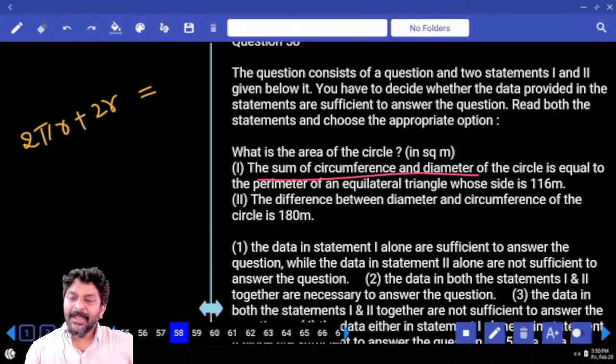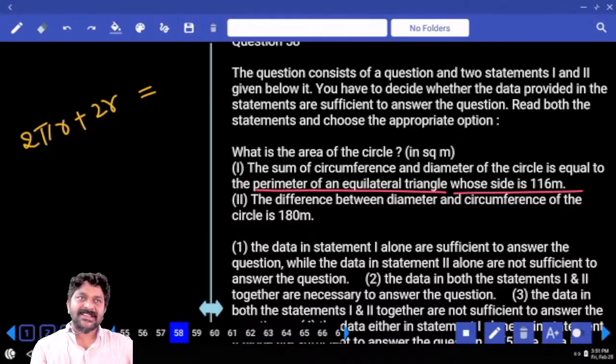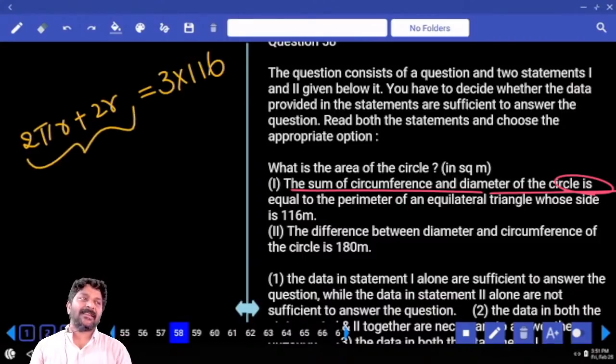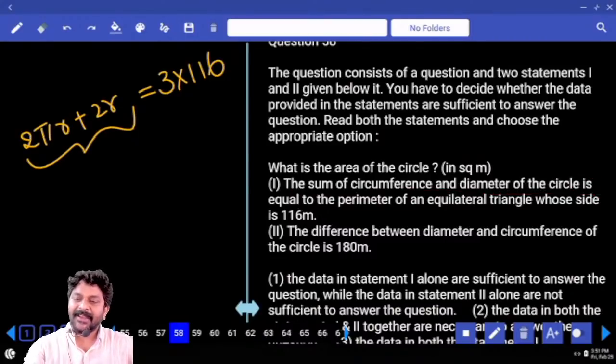The sum of circumference and diameter, 2 pi r and 2r, of a circle is equal to the perimeter of an equilateral triangle whose side is 116. So the side of the triangle is 116 only. Then the perimeter is equal to 3 times 116. On the left hand side, how many variables are there? Only one. Pi is constant, right? 22 by 7. If you solve this, can we get the r value? When you know the r value, can we answer the question? Yes, definitely one alone is sufficient.